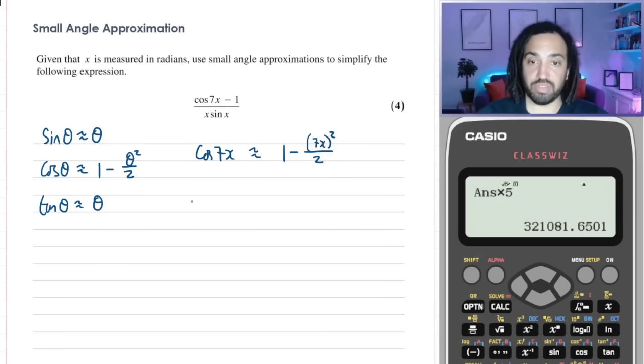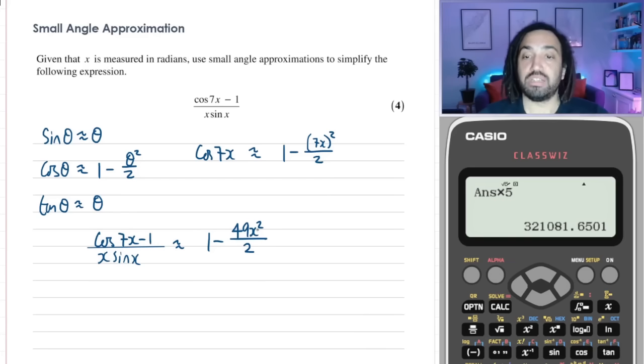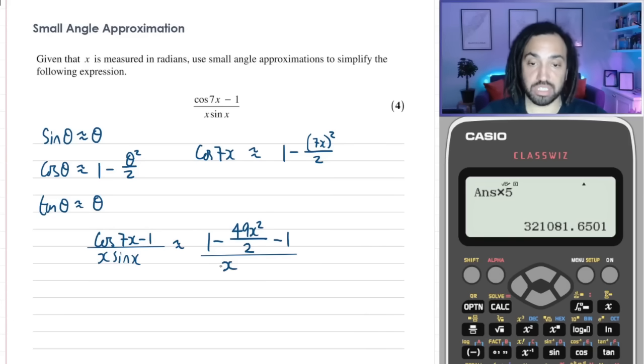Okay, so now let's put this together by writing that cos 7x minus 1 over x sine x is going to be approximately equal to, well, we know cos 7x is 1 minus, now what is this? So 7x all squared is 49x squared over 2. So that's the cos 7x sorted. Then there's the minus 1 here, so minus 1, and then that's all over x, and then sine x is also x, because sine theta is approximately theta, so sine x is approximately x.